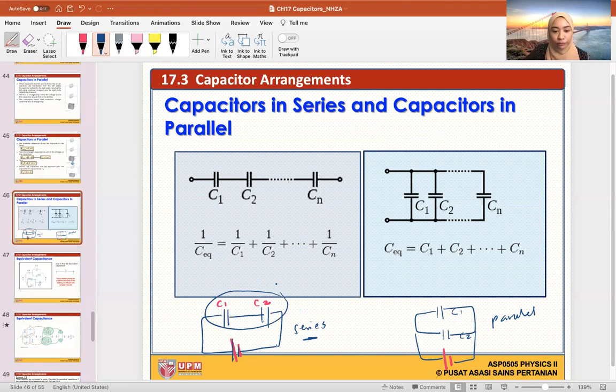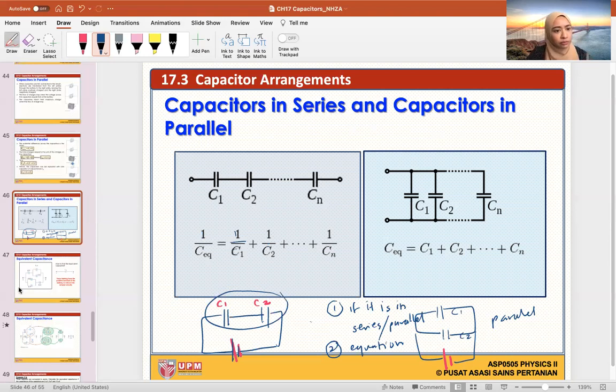So the first thing you need to know is whether it is in series or parallel. Second is the equation. You don't even need to remember these steps, there are only two. Basically, this one is in series, so the equation I should use is as follows: 1 over C1 plus 1 over C2 is equal to 1 over C equivalent.